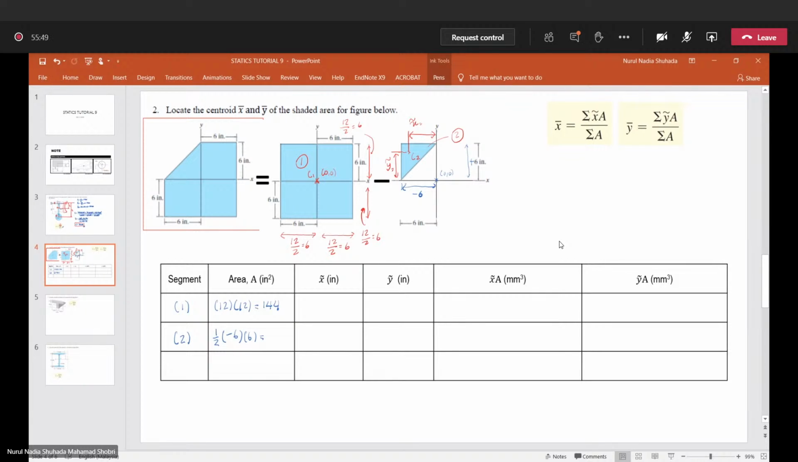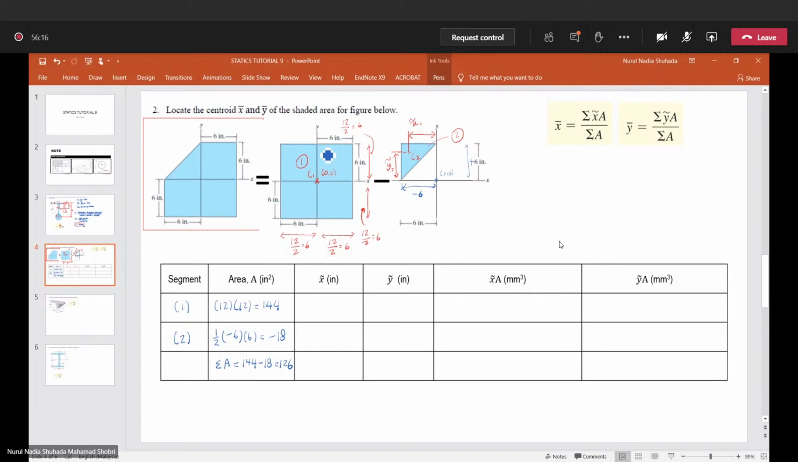And this will equal to -18. Okay, so if you sum the total value of area here, you will get 126. Okay, so now we find the value of the centroid for each shape.